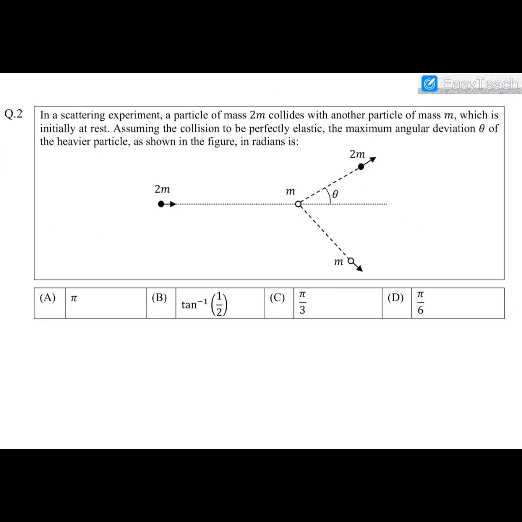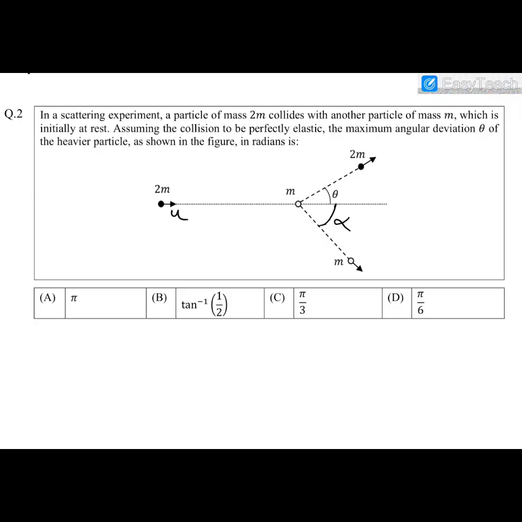In this question, you can see that in a scattering experiment, a particle of mass 2m is moving with some finite velocity. Let's suppose it is u in this direction, and another particle which is at rest has a mass m, and after collision this 2m particle is deflected by an angle theta, and the other is deflected by some angle which is not given in the question. So let us suppose it is alpha. So we have to find out the maximum possible value of theta, which is the scattering angle of 2m, if the collision is an elastic collision.